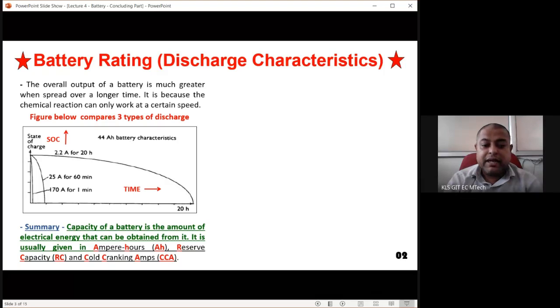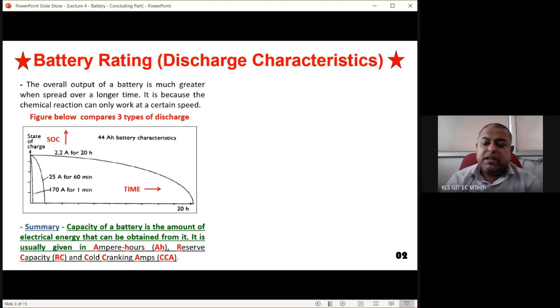So for cold cranking amps, just check how much is the discharged battery voltage. It was around 1.47 volt or something. You can find it in yesterday's slide. So this is a third type of discharge, and which is the fastest discharge. In 1 minute, 170 ampere current the battery has to supply, and within 1 minute the battery will be discharged from the fully charged state of 2 volt.